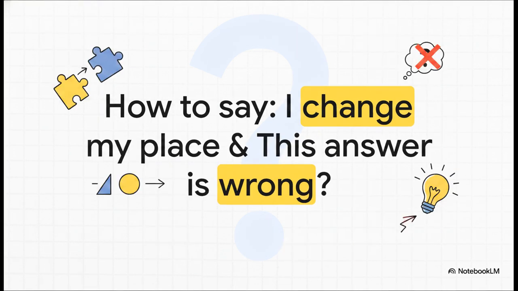So here are numbers 5 and 6. How do you say, I change my place? And, this answer is wrong. Try to piece the puzzle together. Remember the specific verb we used for changing and that specific adjective we used to express something being incorrect.